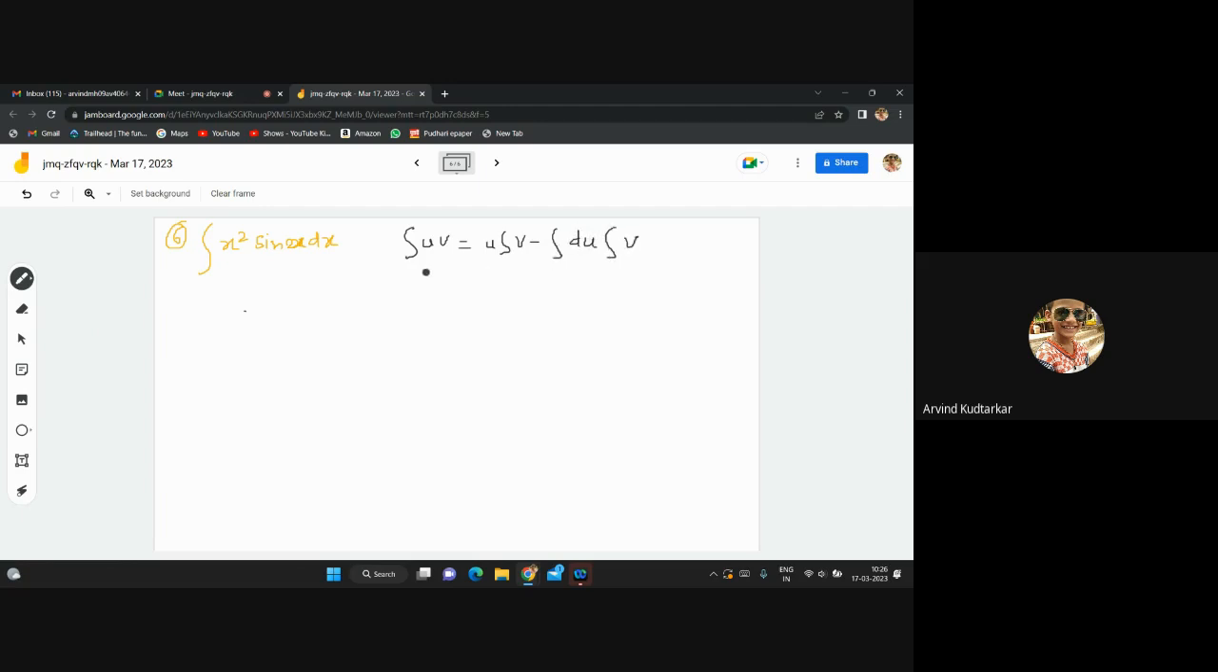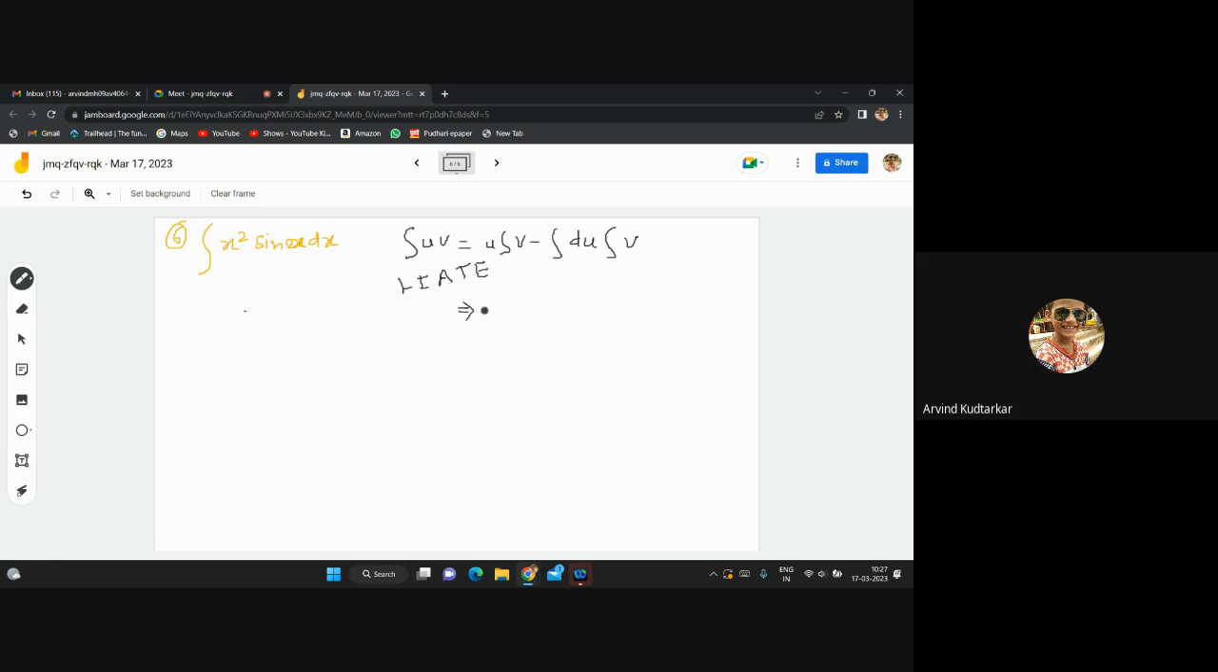Okay. So before that, you have to arrange the functions in the series of LIATE. मतलब सभी फंक्शन इसी सीरीज में होना चाहिए, लॉगरिथमिक, इनवर्स, अल्जेब्रिक, ट्रिग्नोमेट्रिक और एक्सपोनेंशियल. Now, when u is an algebraic function, we can use the generalized integration by parts.